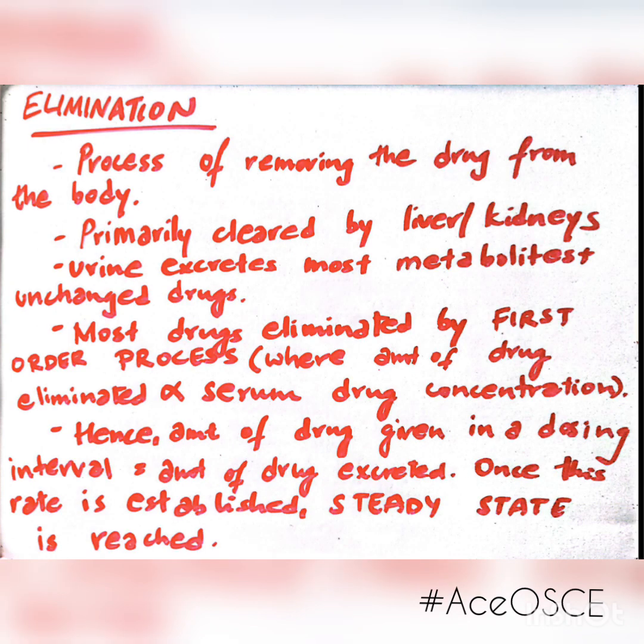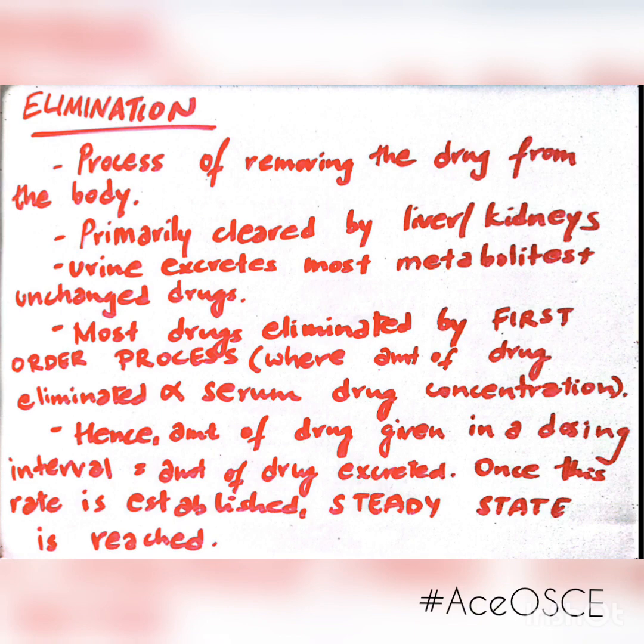Elimination is usually the process of removing the drug from the body, or excretion. It is primarily cleared by the liver or kidneys. Urine is the major source that excretes most metabolites and unchanged drugs. Most drugs are eliminated by first order process. I will be going through what zero order and first order kinetics are in terms of elimination in the next slide. But in first order processes, the amount of drug eliminated is directly proportional to the serum drug concentration.